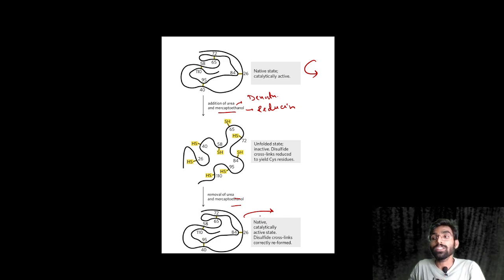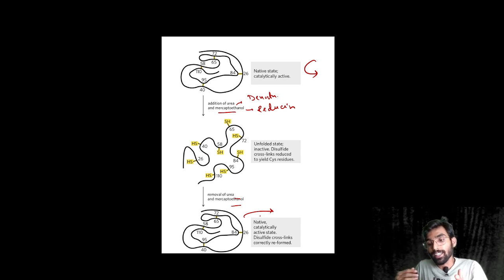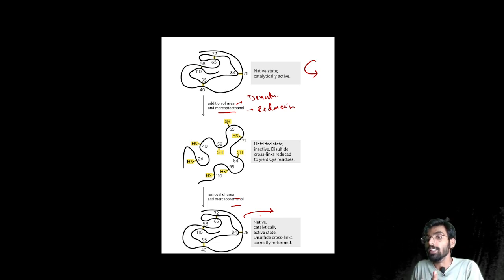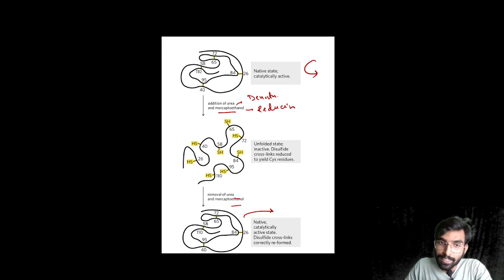That means whenever you are removing urea and beta mercaptoethanol, your protein started refolding itself. That means you can do anything with your protein, but how the protein will be folded is decided by the sequence of the amino acids. See here, 40 and 95 are forming a disulfide bond, 58 and 110 are forming a disulfide bond, 72 and 65 are forming a disulfide bond.